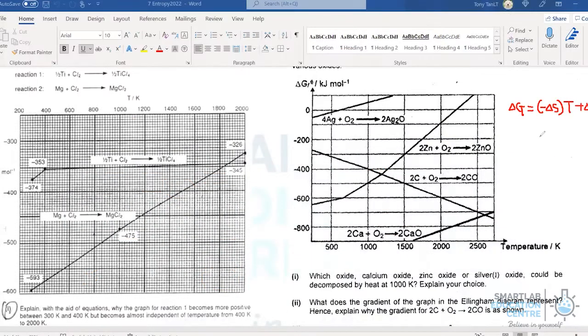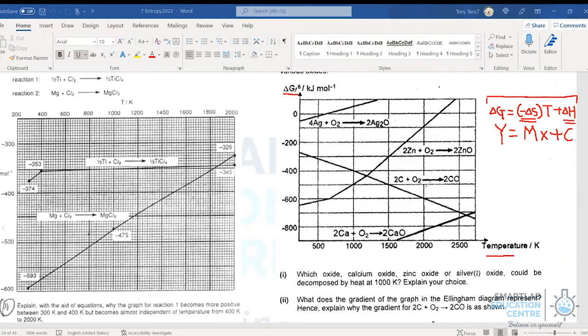Let's finally take a look at the Ellingham diagram. The Ellingham diagram plots chemical reactions with change in G versus temperature. So in this case, we have also manipulated the Gibbs free energy formula such that y is equal to mx plus c. So you can see that in this case, the gradient of the graph is the negative of the entropy, while the y-intercept is actually the enthalpy value. Let's take a look at some examples.